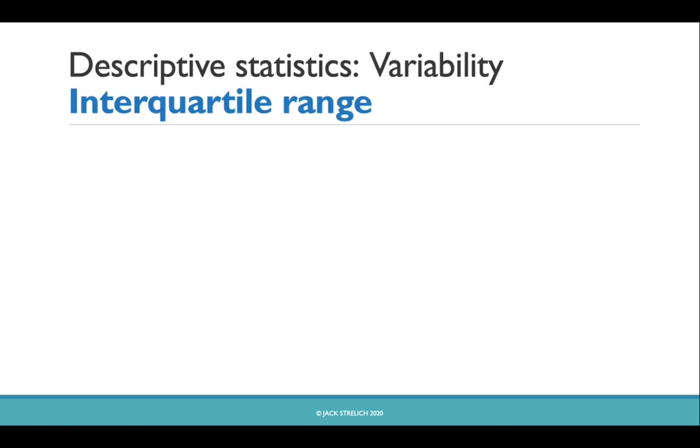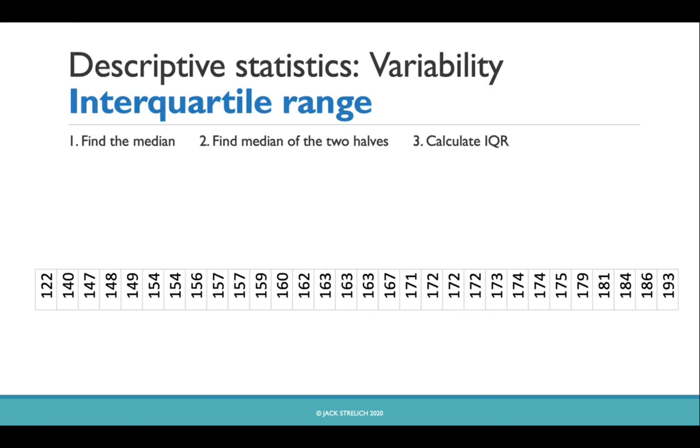To find interquartile range, we begin by finding the median of our sample. In this case, because our data points are already ordered from lowest on the left to highest on the right, we can see that the median value is 163. Next, we find the median of the two halves.